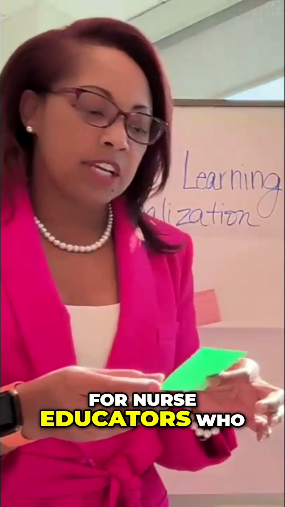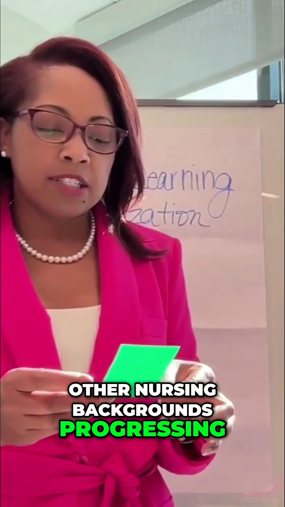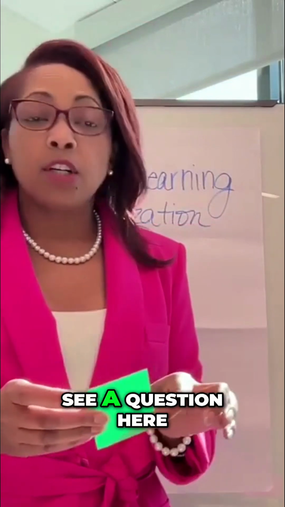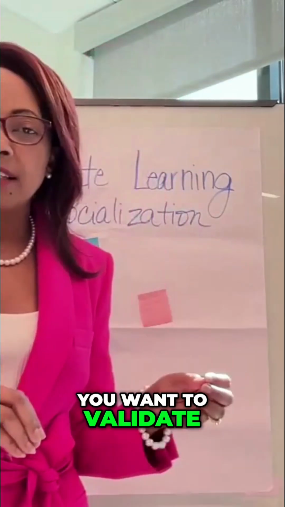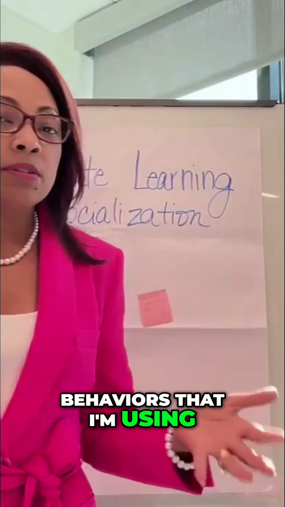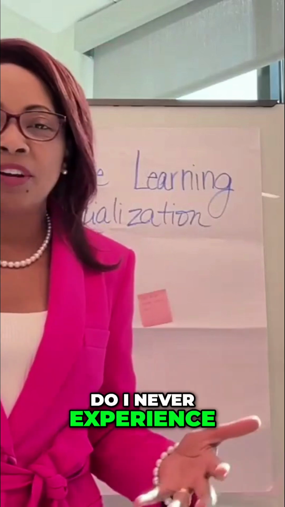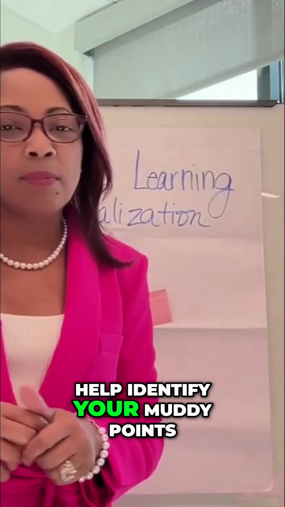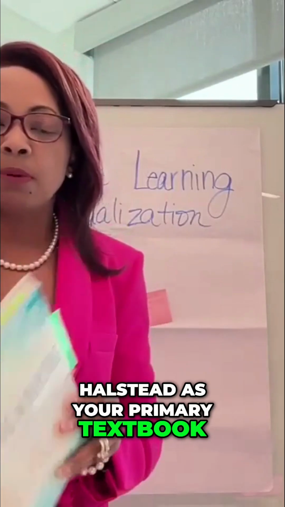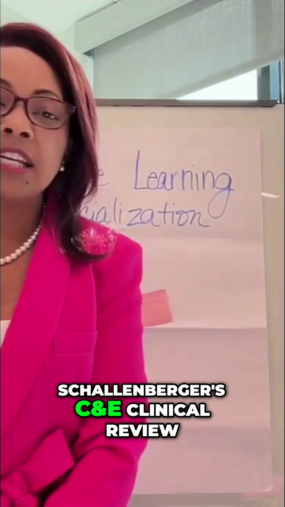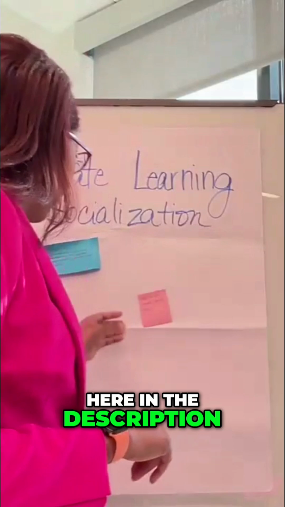The next one says, for nurse educators who are strictly hospital-based with other nursing backgrounds progressing to CNECL. So I don't really see a question here. What I would say is, when you're looking at the CNECL blueprint, you want to validate what are these specific behaviors that I'm using in my everyday work, and which ones of them do I never see, do I never experience? This is going to help identify your muddy points, your knowledge gaps, and then you want to use Billings and Halstead as your primary textbook, and then also Teresa Shellenbarger C&E Clinical Review. Okay, we will include both of those resources right here in the description. All right, so let's keep going.